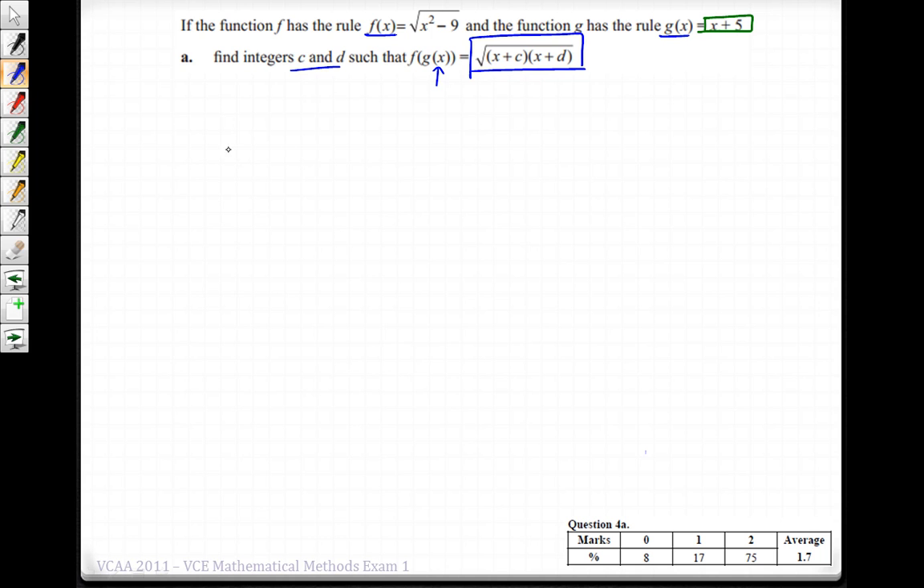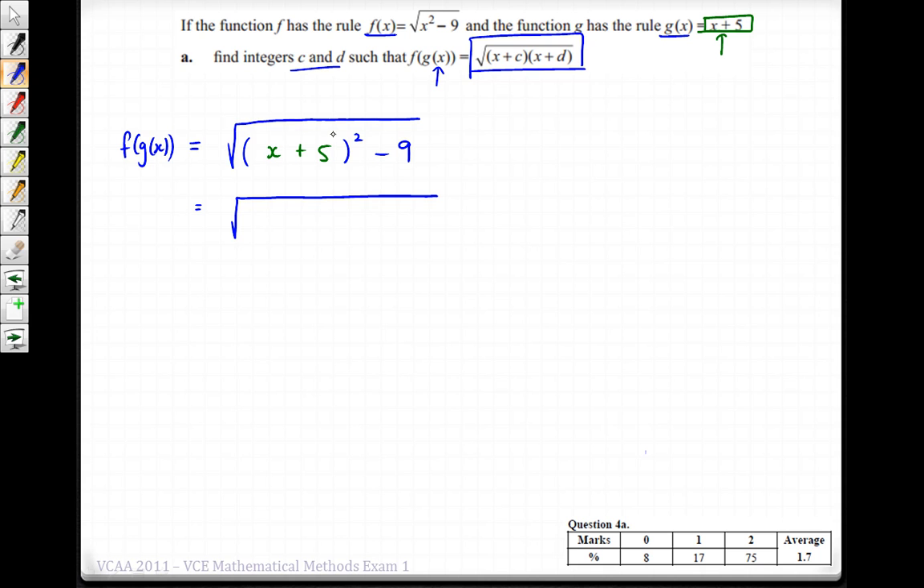So our f function looks like this, where we're popping in all this green stuff into where there previously was an x. So f of g of x is this guy here. So we can clean that up. We can make that the square root of, let's expand this out, so x squared plus 10x plus 25 minus 9 equals the square root of x squared plus 10x plus 16.